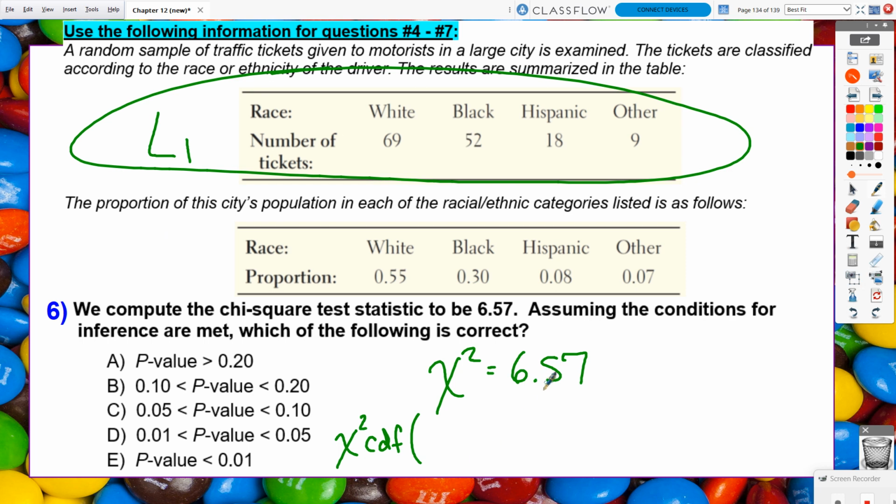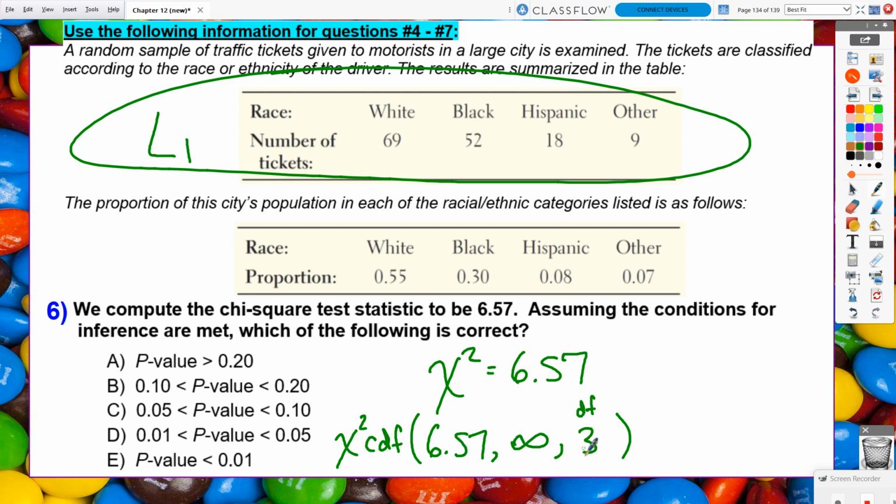But really, we just need to take this chi-square test statistic, start with it as the lower bound, shoot off to infinity, and then we got to figure out, well, how many degrees of freedom are there? Well, in a goodness of fit problem, it's the number of categories minus 1. So there are 4 racial/ethnic categories. So 4 minus 1 makes 3 degrees of freedom.